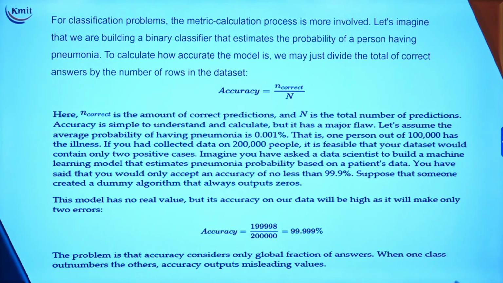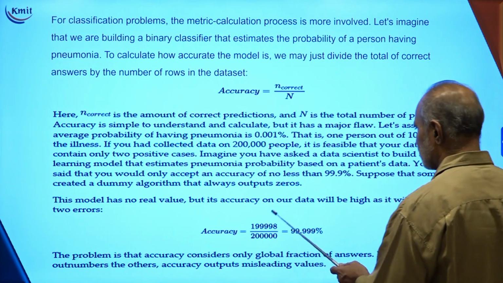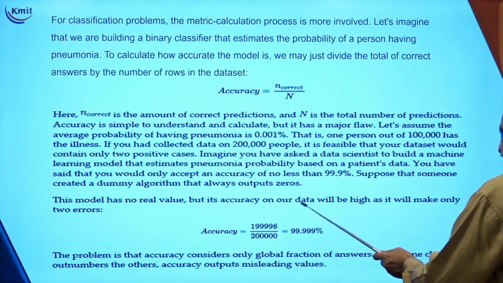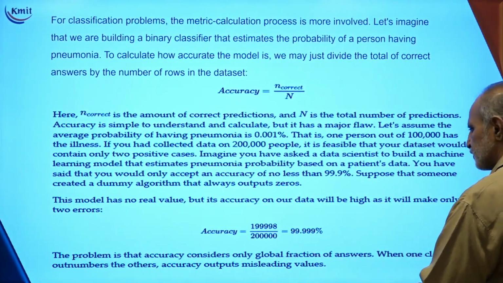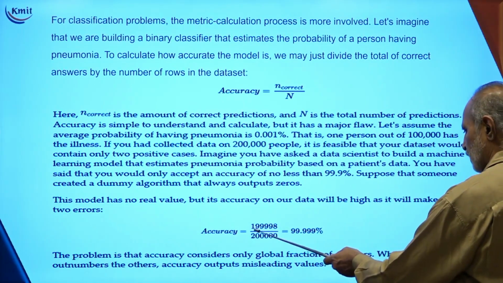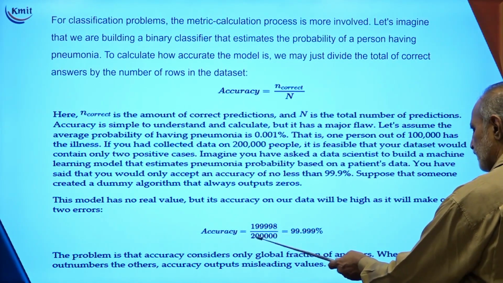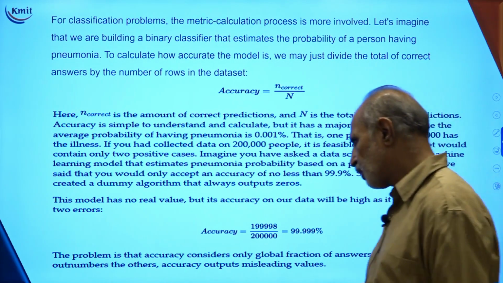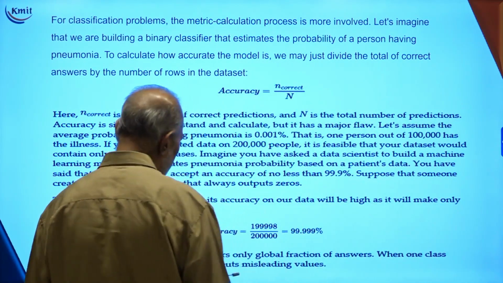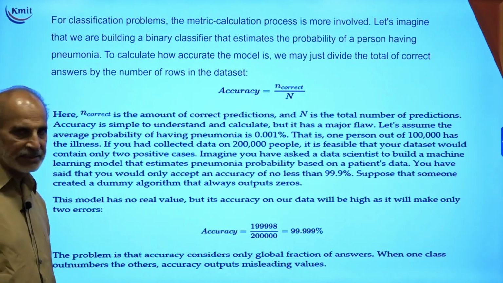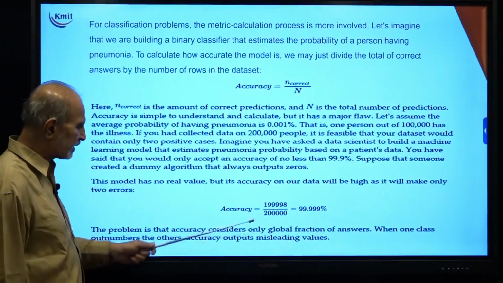Suppose that someone created a dummy algorithm that always gives an output equal to 0. This model has no real value, but its accuracy on our data will be very high. You have 199,998 divided by 2 lakh, which is 99.999%. The problem is that accuracy considers only a global fraction. The problem with calculating the accuracy is that I am taking the entire data set, so what about the smaller class? This is a big problem.